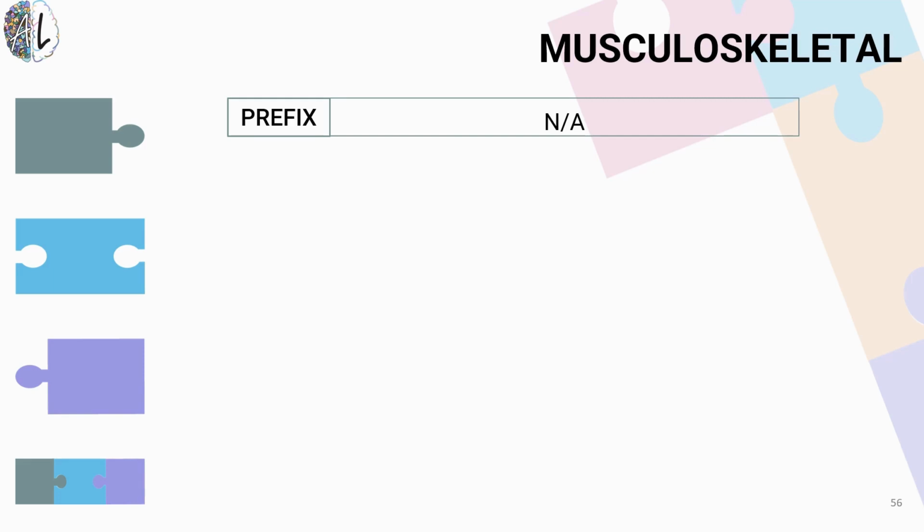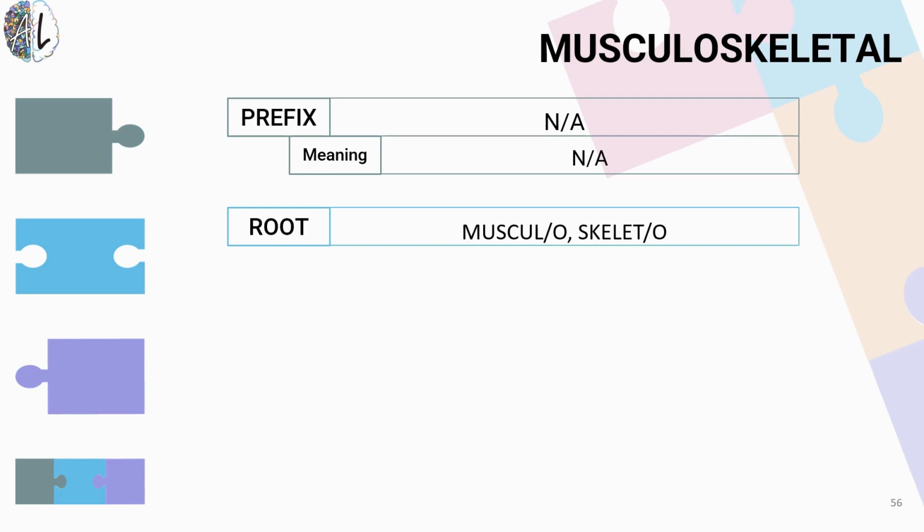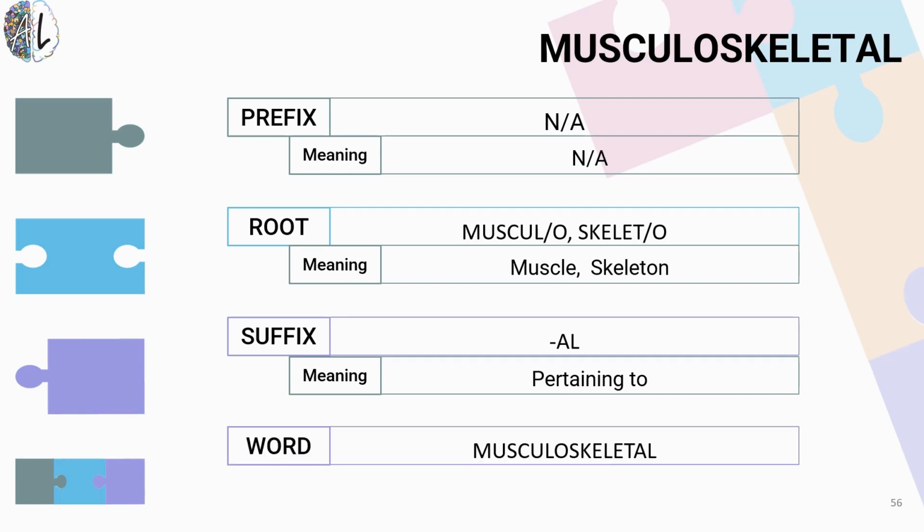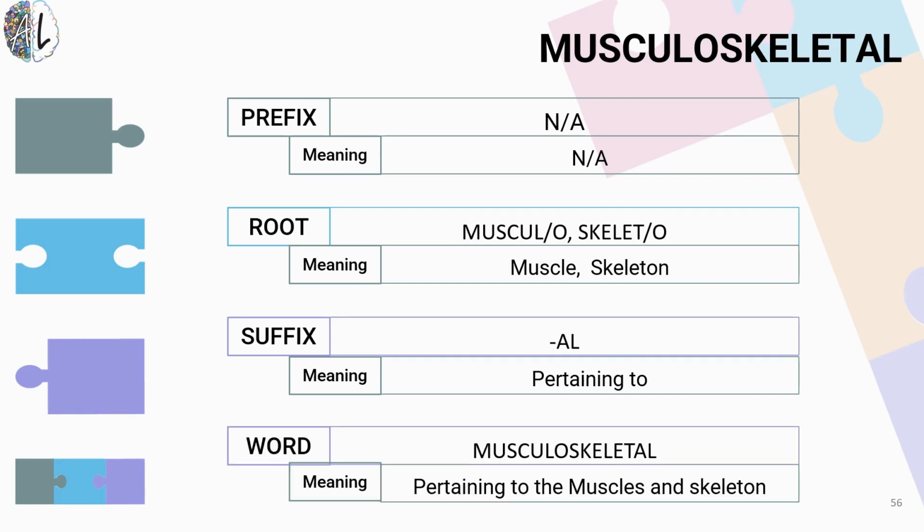All right, in this term, musculoskeletal, we do not have a prefix here. However, we actually have two root terms. So musculo is the first root term and skeletal is the second. So musculo refers to having muscle. Skeletal is the skeleton or that bone structure of the body. Our suffix here is al, which is one of our most generic suffixes, which was pertaining to. And so the term musculoskeletal is talking about the muscles and the skeleton.